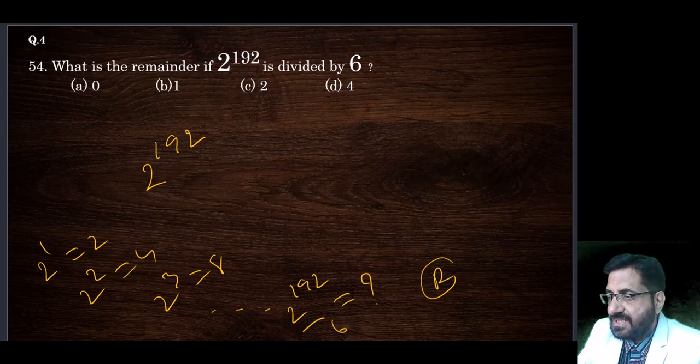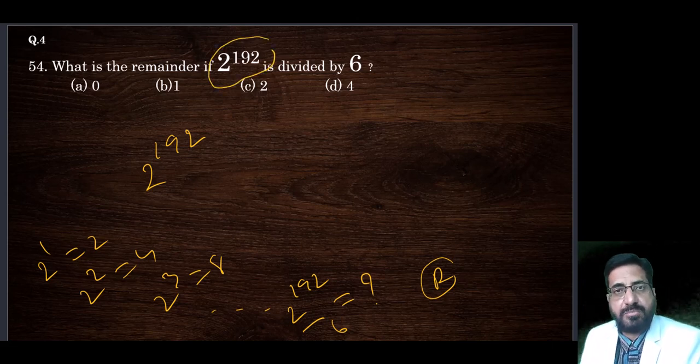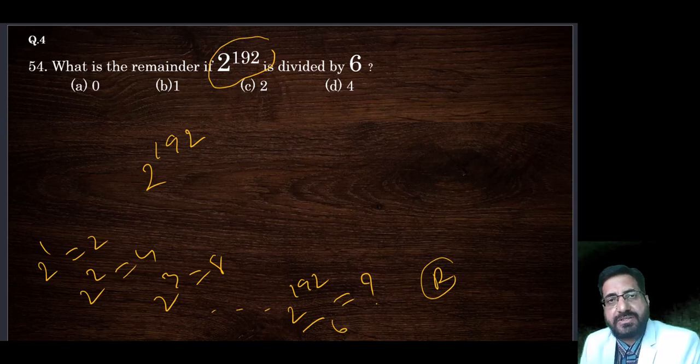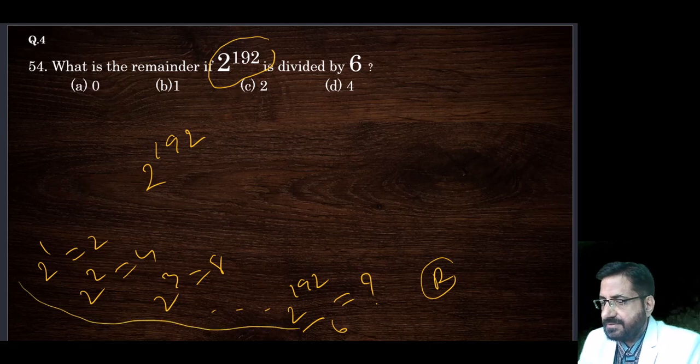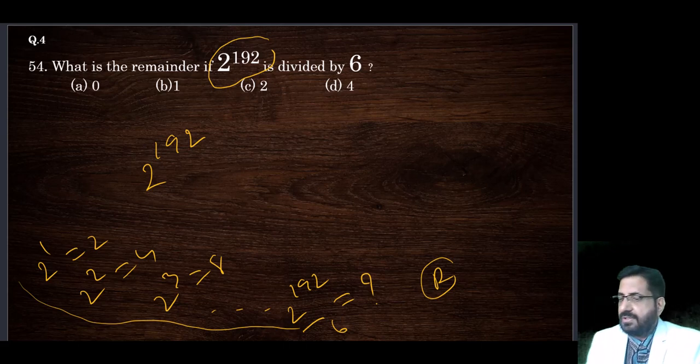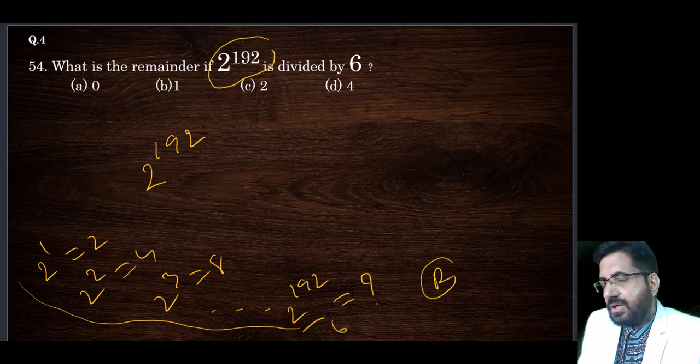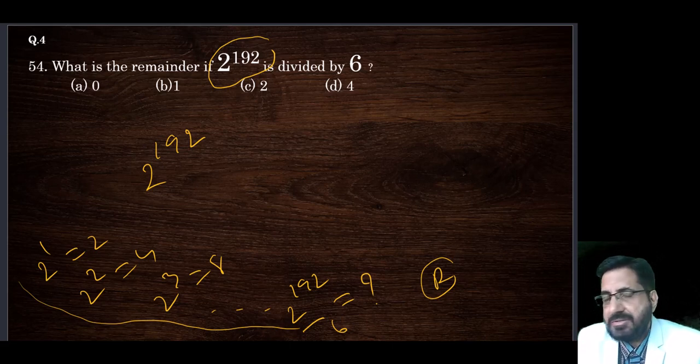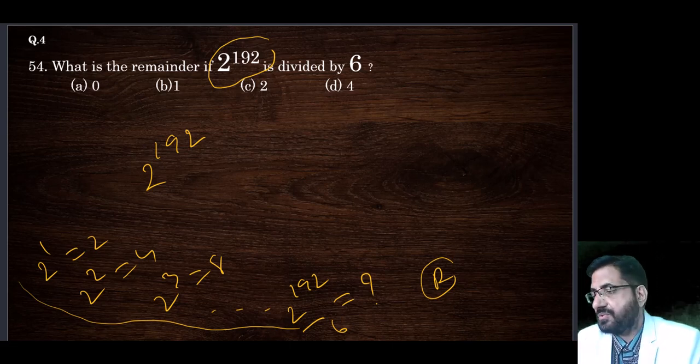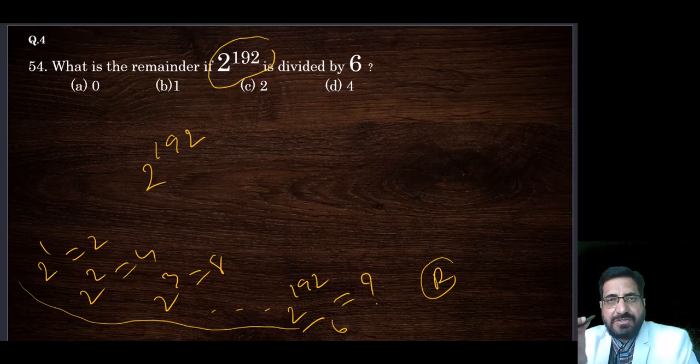For such things, whenever you come across such a strange number with a huge power, 2 raised to 192, 2 raised to 5000, something like that, what you have to do? You have to find the pattern. These are the patterns. Okay. Now if I go on dividing the powers of 2 with 6, I am going to get one pattern here.